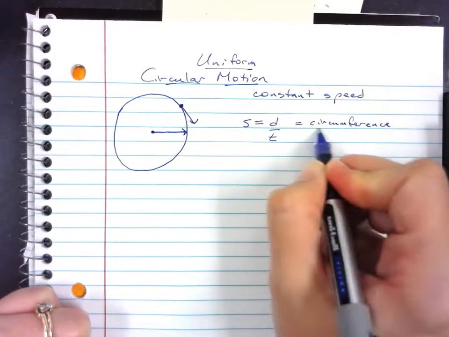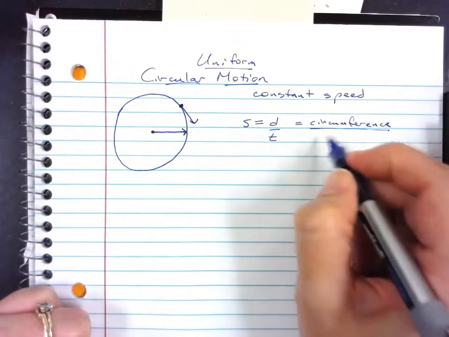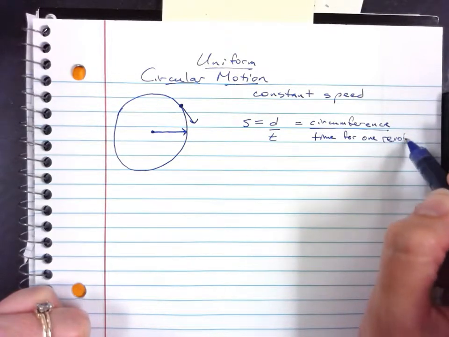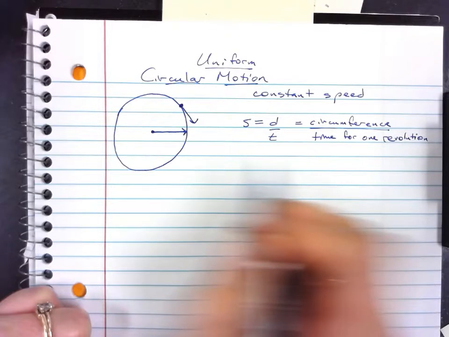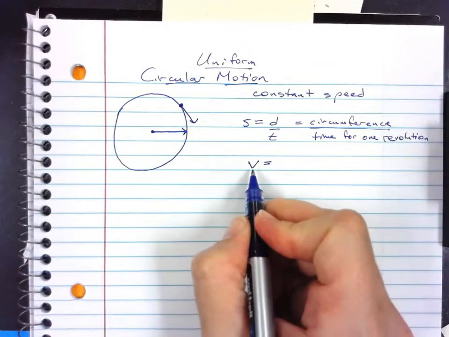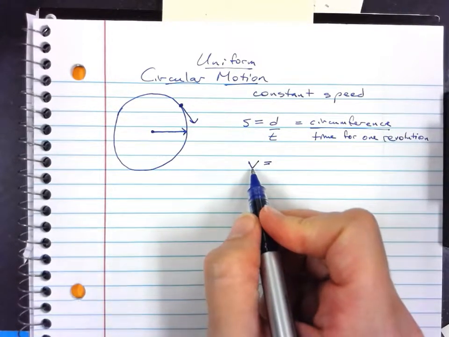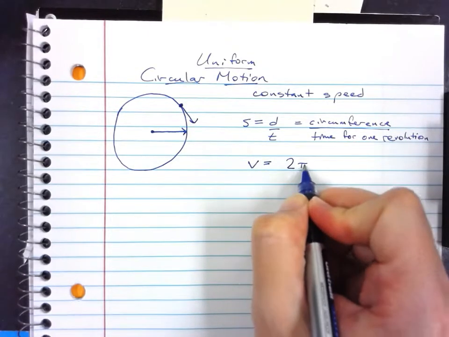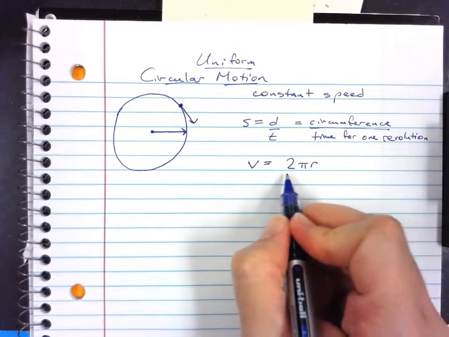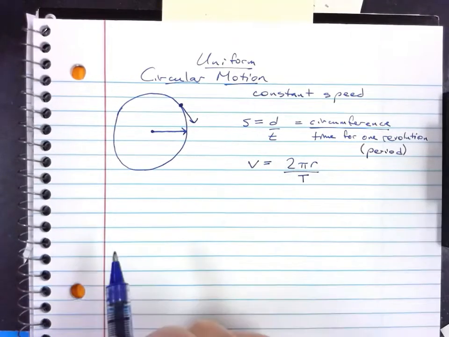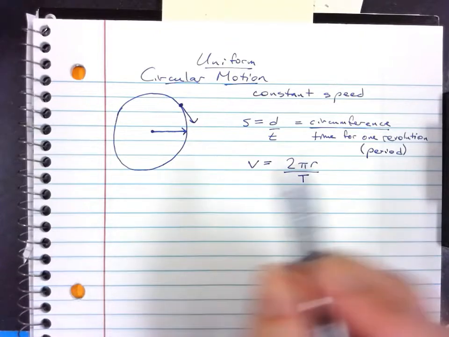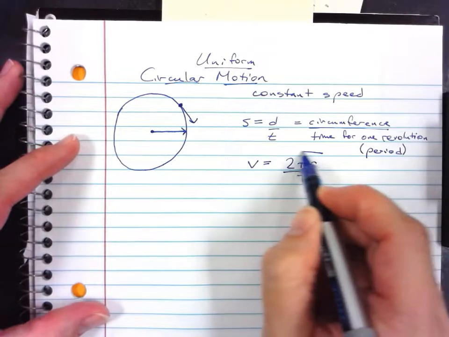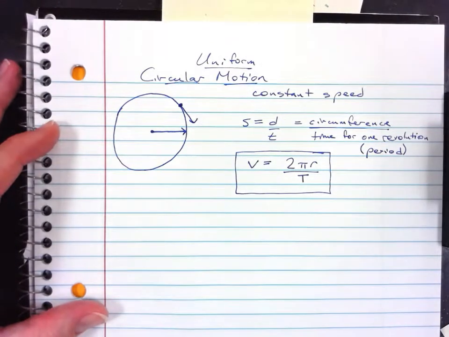And if we go around the circle just one time, the circumference, we need to do the time for one revolution. So this is usually written, yes, we use v, even though we're talking about speed, because we're talking about the magnitude of the velocity. How fast are you moving? So the circumference is 2 pi r, not pi r squared, that's area. And the time for one revolution is called the period. And we indicate that that's a special time by making a capital T. So there's your speed equation for circular motion.